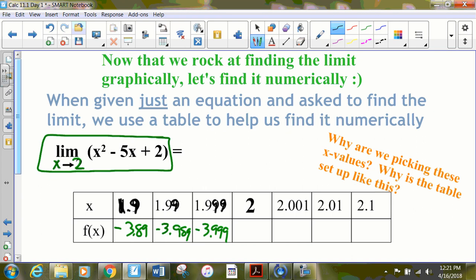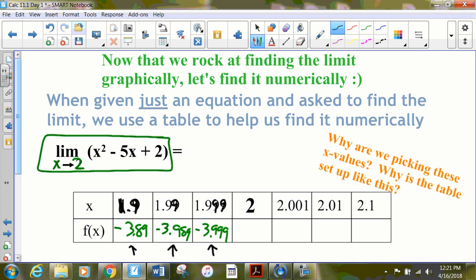We could keep this up and do 1.9999 and 1.99999, but this is all we need to see the pattern of what's going on with y as x gets closer and closer to 2 from the left. So we plugged in the 1.9, we got negative 3.89, and then we plug the next one. What are we approaching? It looks like as x is approaching 2, the limit of our function is approaching negative 4. That's what it looks like.